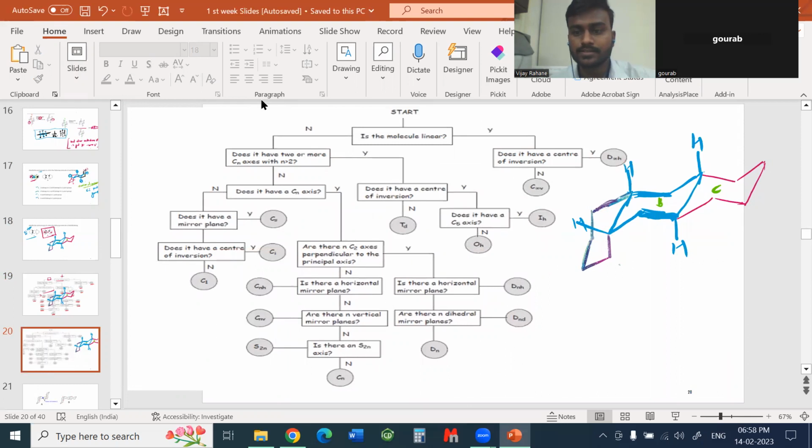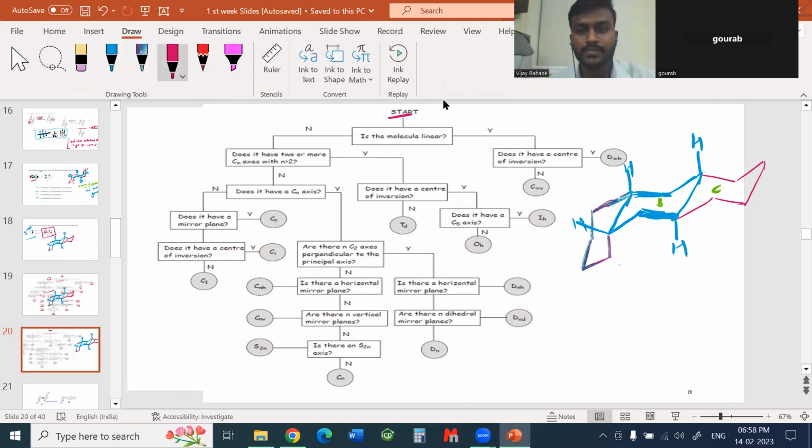See, the molecule structure we have drawn in the chair form. Now we need to start. Here we can see it's a non-linear molecule. Is the molecule linear? No, it's a non-linear one. So we need to go with this option. Then, does it have two or more Cn axes? It doesn't have any Cn axis, right?